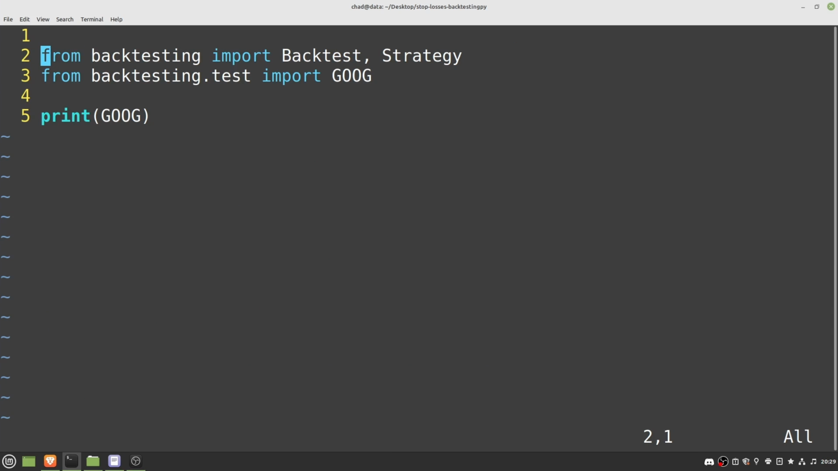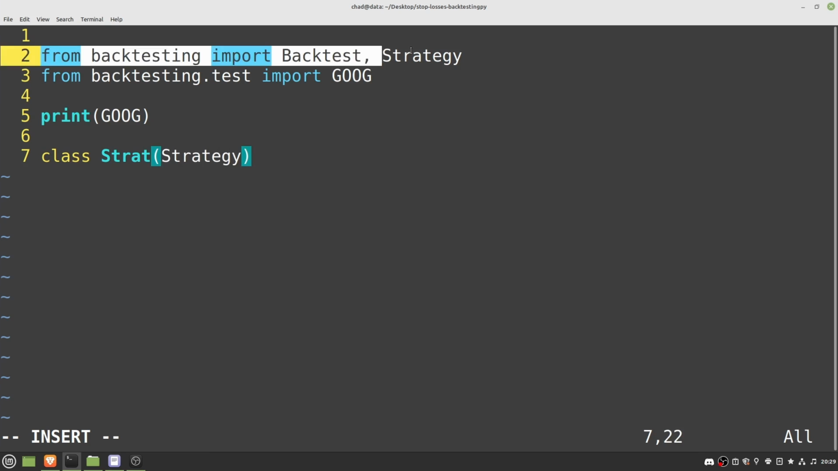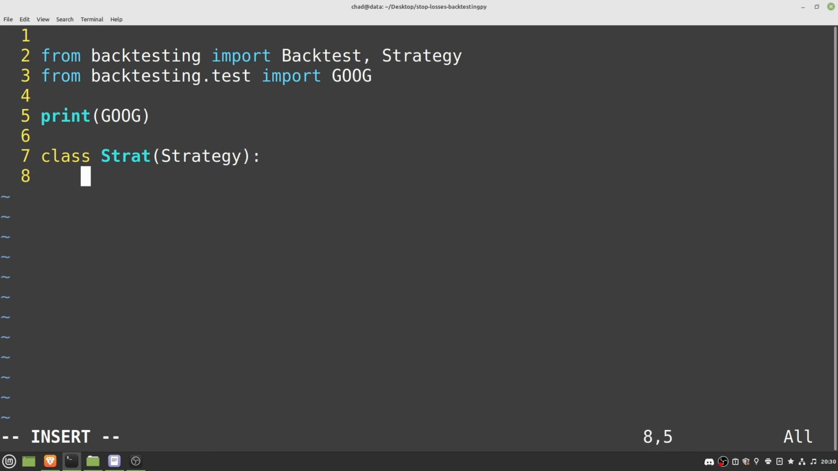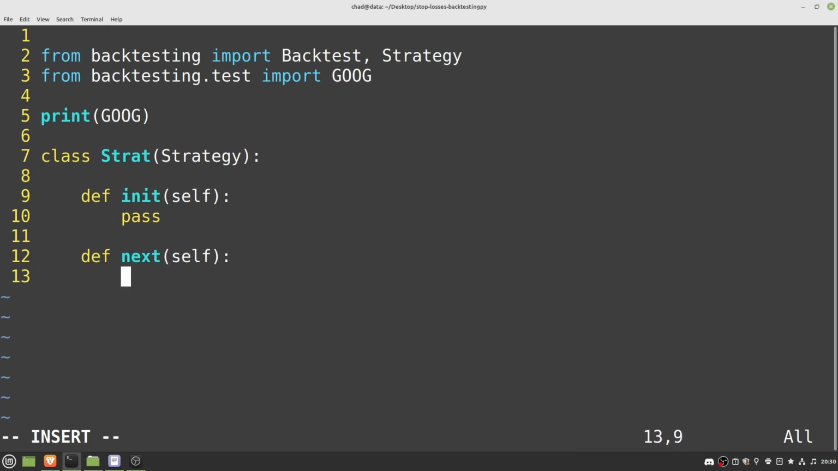The next thing we need to do here, as usual, is build out our strategy class. So create a class. We'll call it Strats, and it'll inherit from Strategy. So Strategy, the same one that we imported up here. And then we need our 2 special functions as usual. So we need init. We're not going to do anything in init for right now. And we'll also need next, which is where the bulk of our trading logic is going to be located. So we'll pass on that as well.